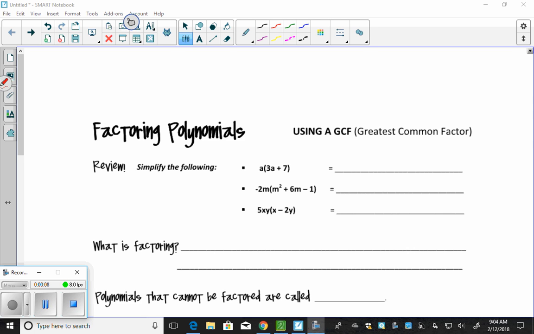So you remember, let's work on the paper. Alright, the first thing we're going to do is a little mini review.